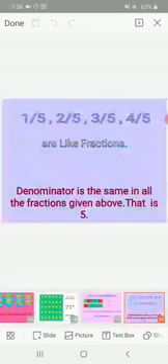Now what is like fraction? When the denominator is same in all the fractions given above. This is the example: 1 by 5, 2 by 5, 3 by 5, 4 by 5. All these are examples of like fraction.